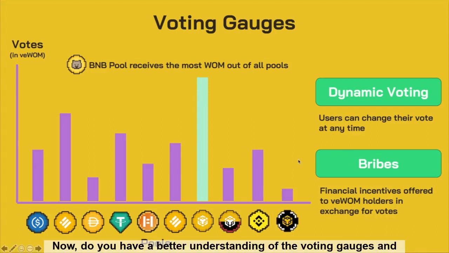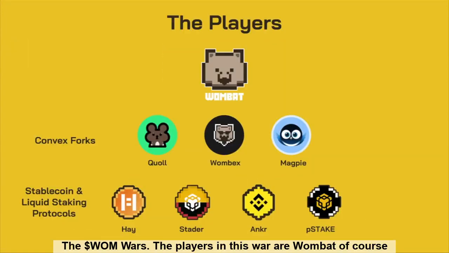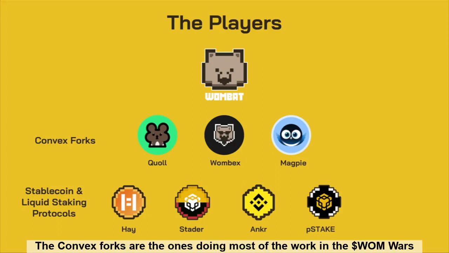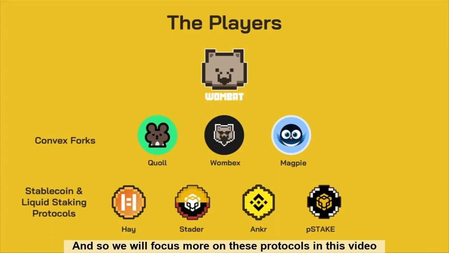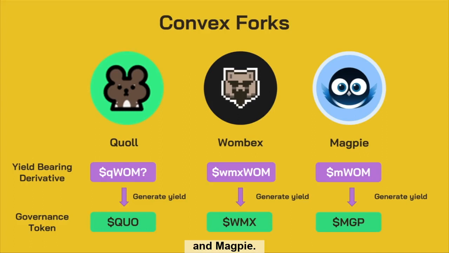Now that you have a better understanding of the voting gauges and yield boosting, let's move on to the juicier topic, the WOM wars. The players in this war are Wombat, of course, the convex forks, and the liquid staking and stablecoin protocols. The convex forks are the ones doing most of the work in the WOM wars, and so we will focus more on these protocols in this video. There are three main convex forks, Quoll, Wombex, and Magpie.